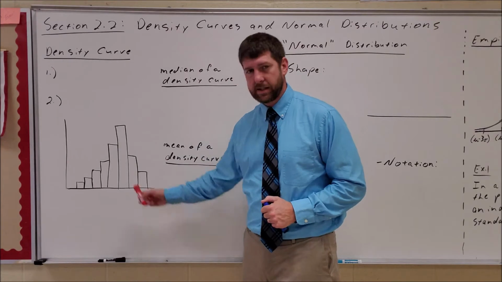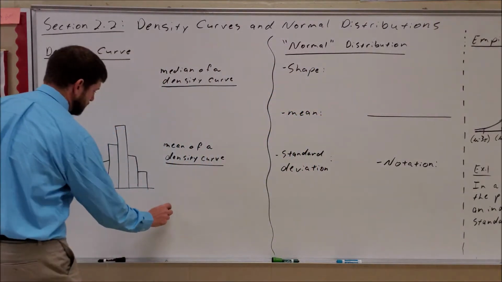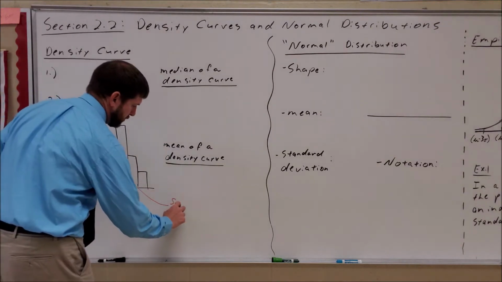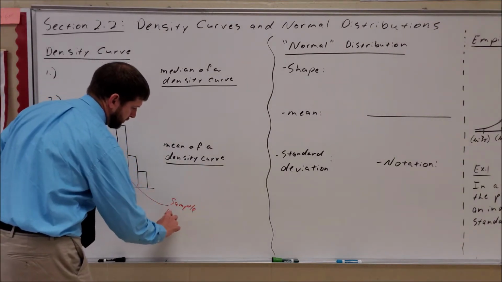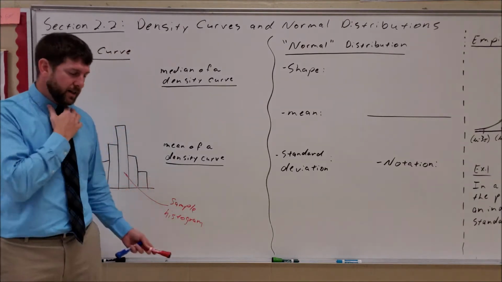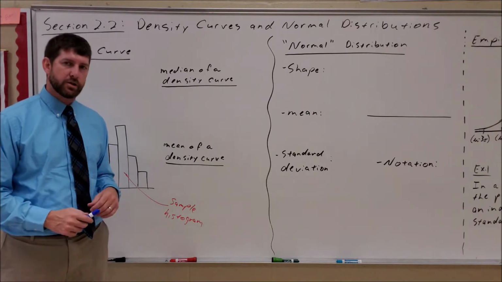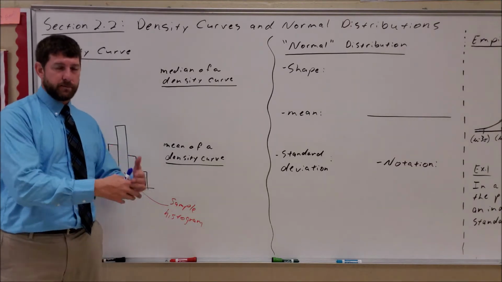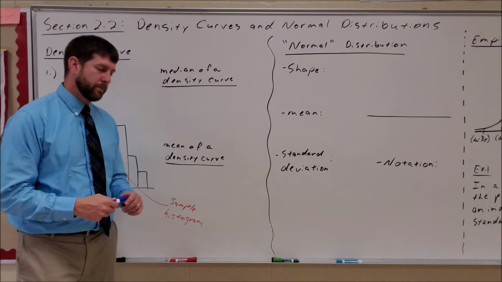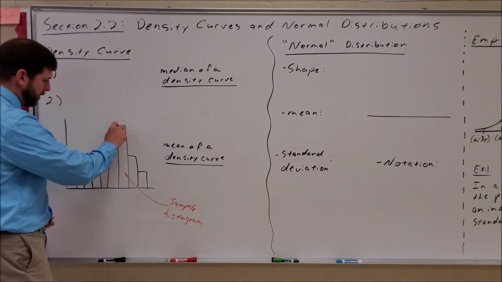We've seen situations like this, or histograms and things like that we've gathered from a sample. So if we think of this as a sample histogram, it gives us an idea about what's going on in the population, but we know it's not a true picture of the population. So if we want to use the histogram to approximate what's going on with the population, we would be approximating with what we call a density curve.